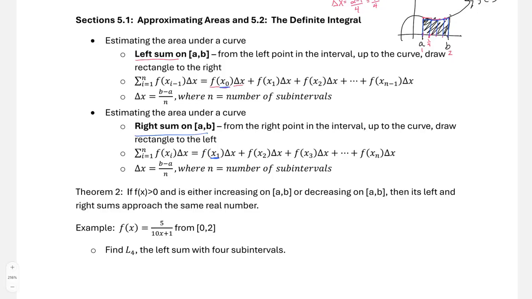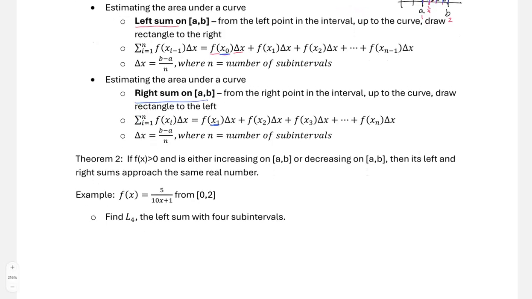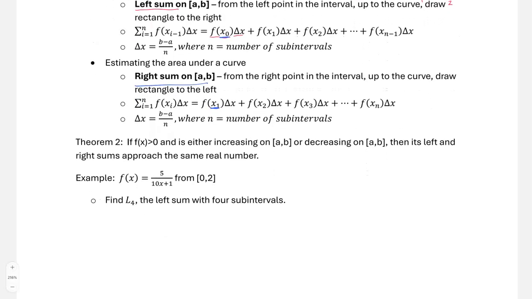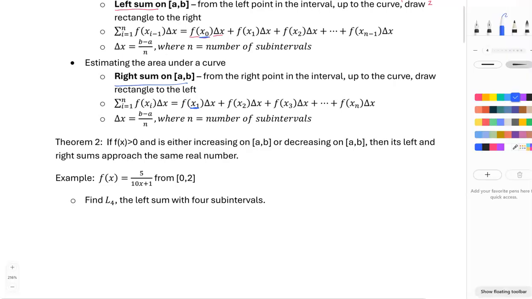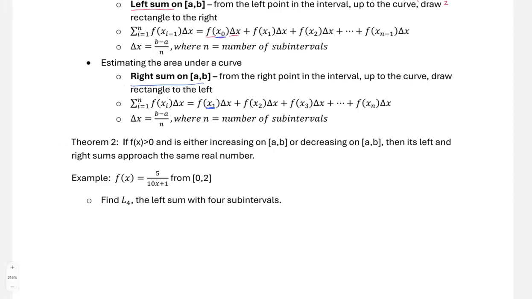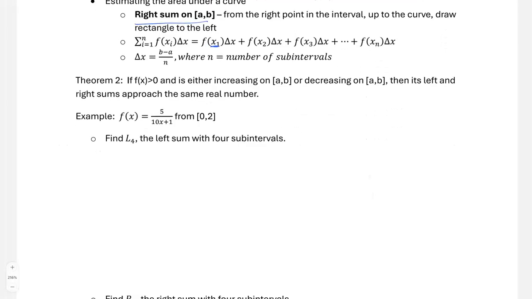Now, if we were to increase the number of rectangles, let's say we had 10 rectangles, then this area would be even closer to the actual area. And we would start seeing that left sum and that right sum, as we increase the number of rectangles, get closer and closer together. So that's the idea that's going on behind integration. So let's look at how we approximate these different areas.